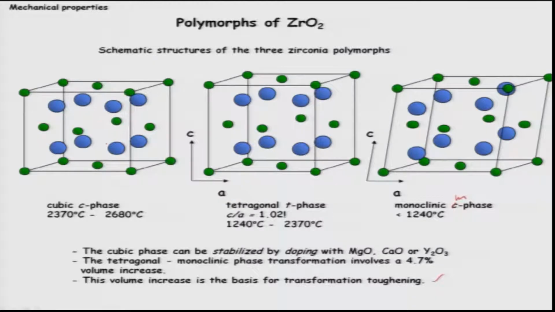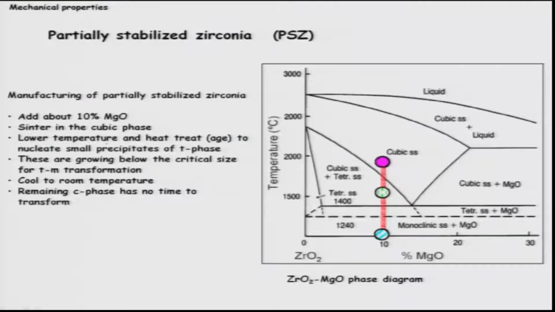Now, as I showed you in the next phase diagram, which I am going to show you, it is possible to stabilize the cubic phase at lower temperatures by adding a second phase, either magnesium oxide or yttrium oxide. You need to add more in magnesium oxide, less in yttrium oxide, but the effect is the same. So, the phase diagram for zirconium oxide, magnesium oxide tells you that the cubic phase can be stabilized at lower temperatures.